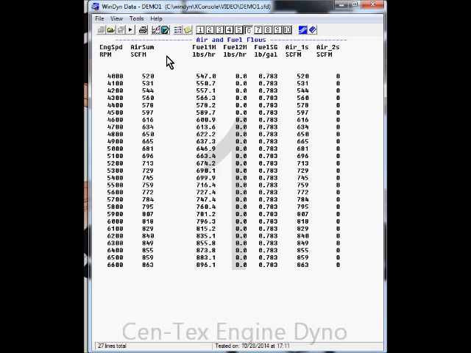So, air and fuel flows. Summary of again, the air turbine fuel pounds per hour for turbine 1. Turbine 2 wasn't used. Fuel specific gravity.